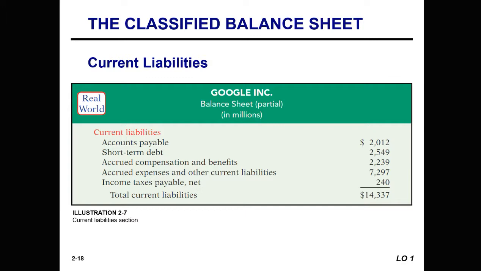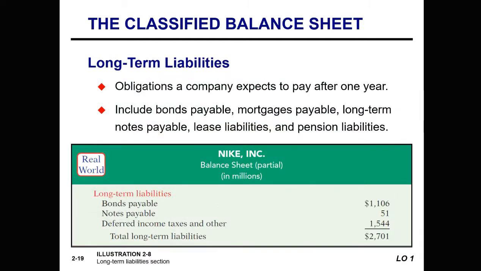After the current liabilities section, we then have our long-term liabilities section. Long-term liabilities are those obligations that a company expects to pay after 1 year. Liabilities in this category can include bonds payable, mortgages payable, long-term notes payable, lease liabilities, pension liabilities. Many companies report their long-term debt maturing after 1 year as a single amount on the balance sheet, and then show the details of the debt in notes that accompany the financial statements. If we look here, we see bonds payable. That 1,106 could actually be comprised of half a dozen different bonds. There would be an additional schedule that would show that detail in the financial statements.